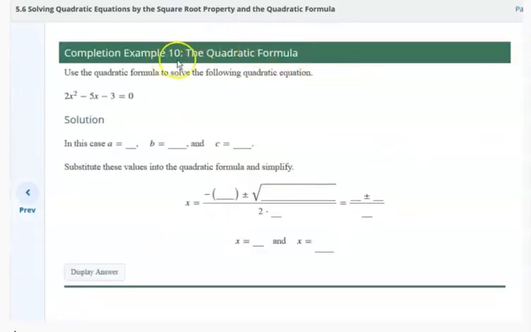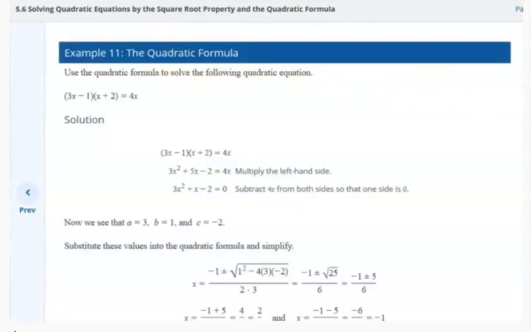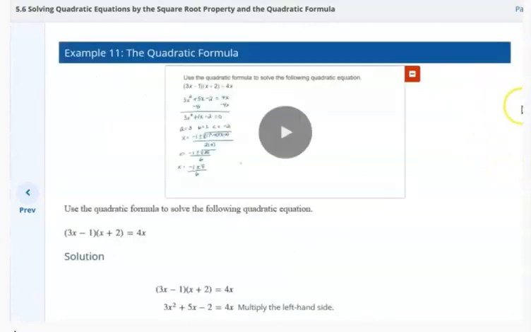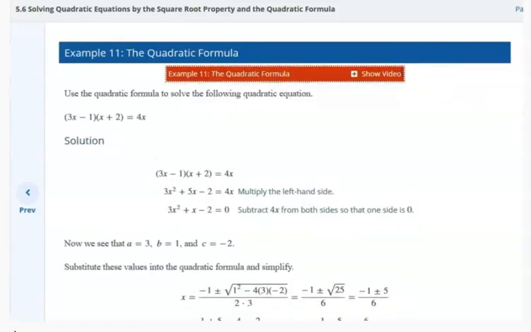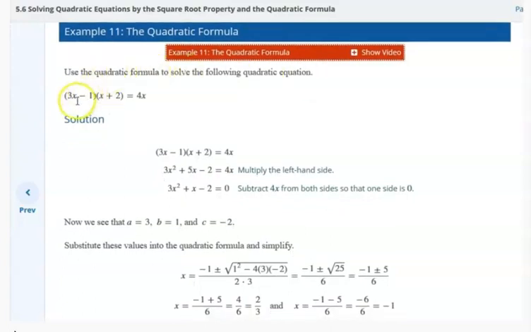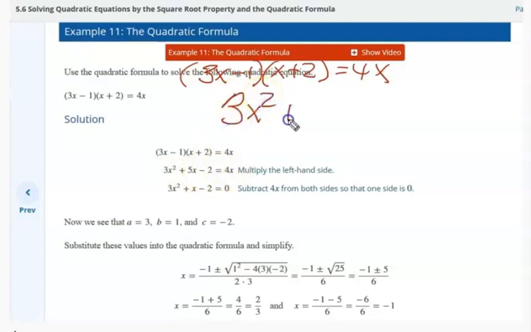All right, we'll officially skip 10, and we'll go on to something like this, and I'll set this one up for you. Now, notice this is a binomial times a binomial equal to 4x. So there's some simplification here, getting rid of our equation. To save a little time, we're going to FOIL this, transpose the 4x, so eventually we end up with 3x squared plus x minus 2 equals 0.